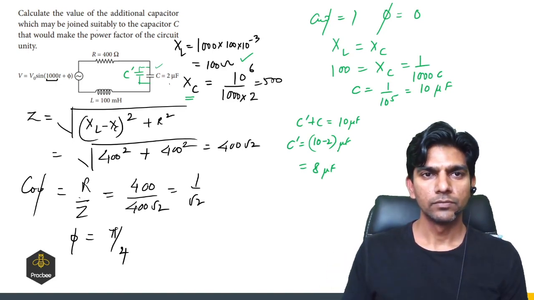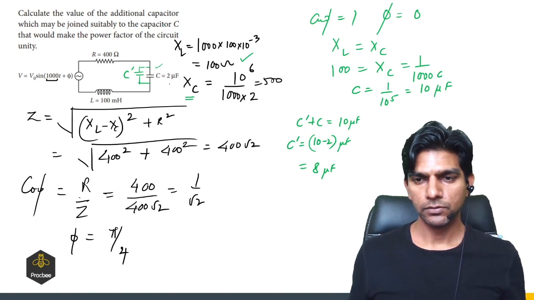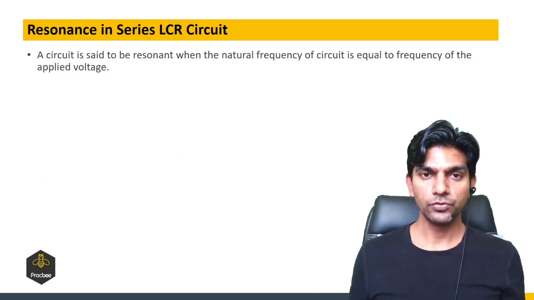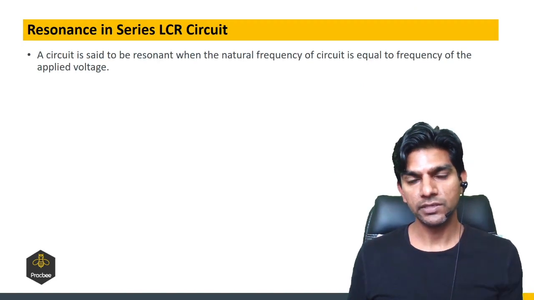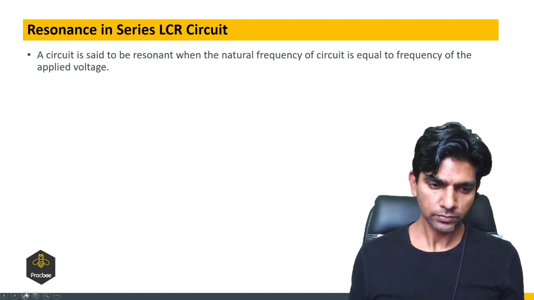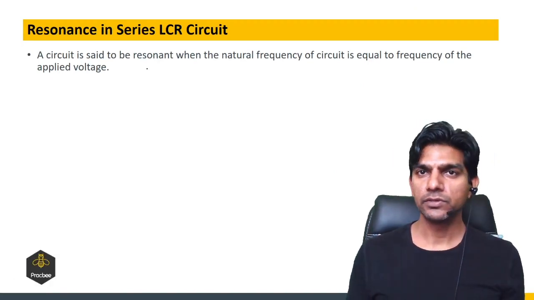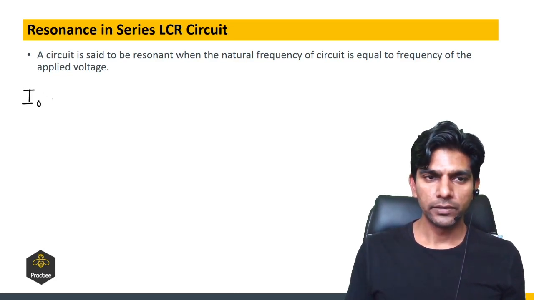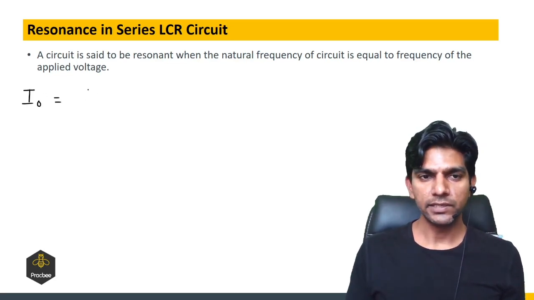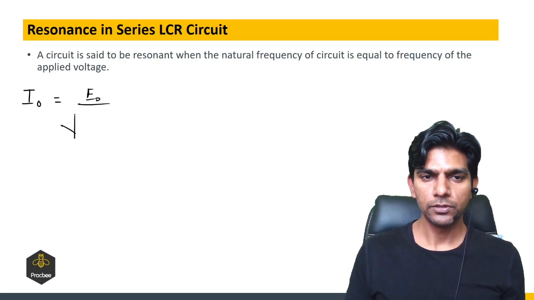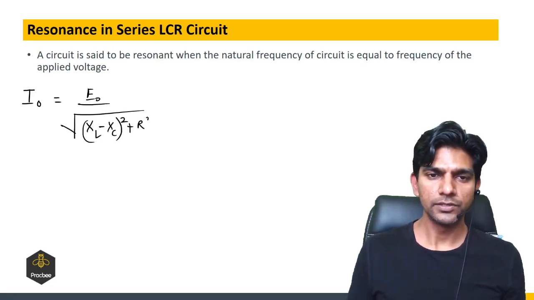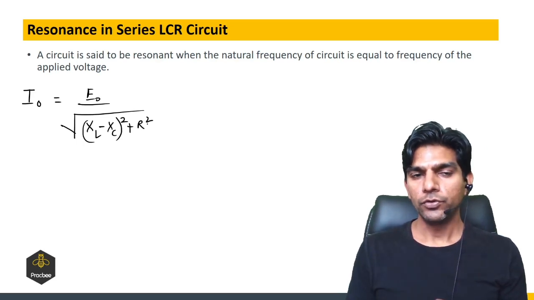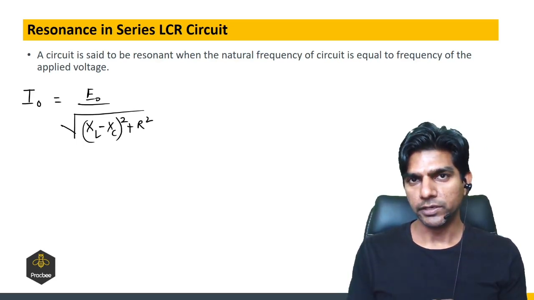Right? So that is the answer of this question. Now let us move to the very important section, that is the resonance in LCR circuit. And what do we mean by the resonance? The peak current in an LCR circuit is given by E naught upon root of (XL minus XC) square plus R square. Now we want to maximize the peak voltage or peak current.